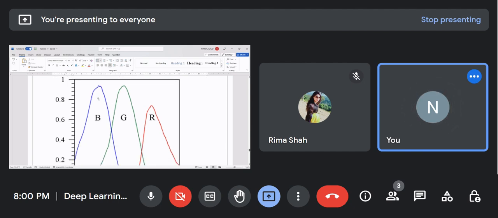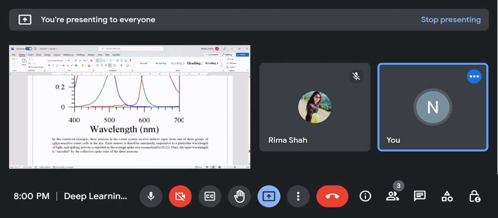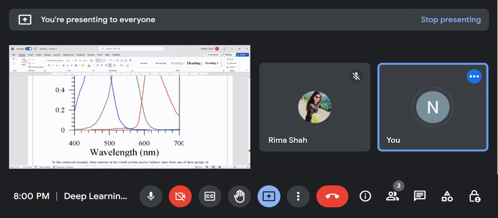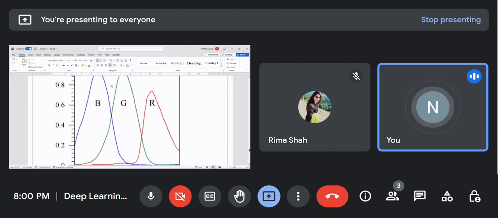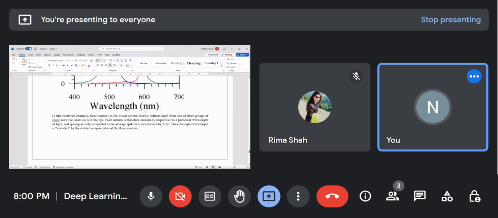This is your activity according to the wavelength, in nanometers, because signals are generated in the form of a wavelength. You can see that these are three signals, B, G, R. For example, three neurons are present in the system which receive indirect input from one of the three groups of color-sensitive cone cells in the eye.